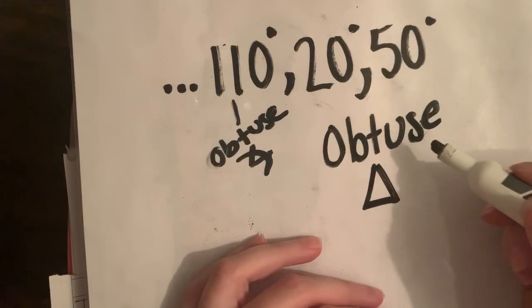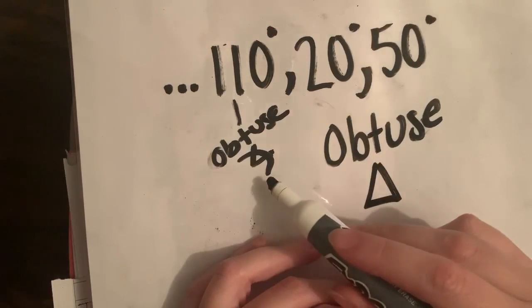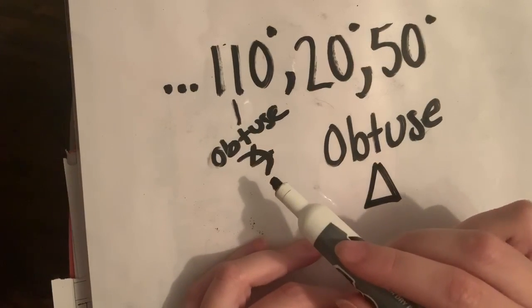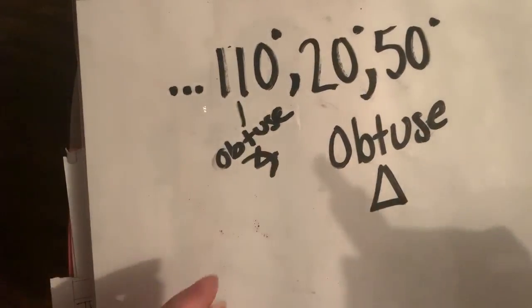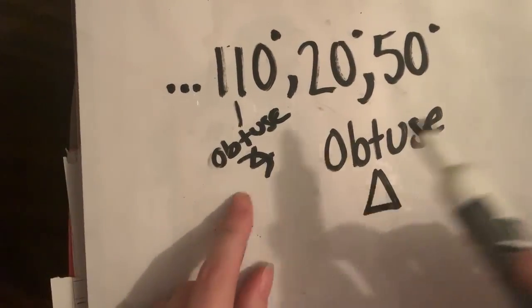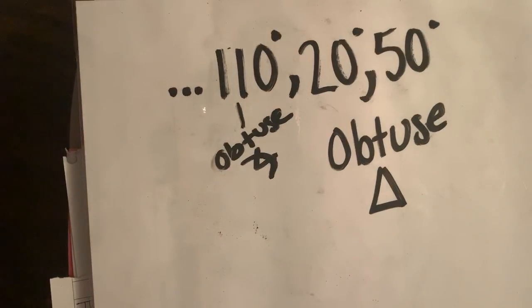Again, an obtuse triangle is when it has only one obtuse angle. I know it sounds repetitive, but I'm trying to drill this into your heads. So one obtuse angle makes it an obtuse triangle. Okay, let's do one more.